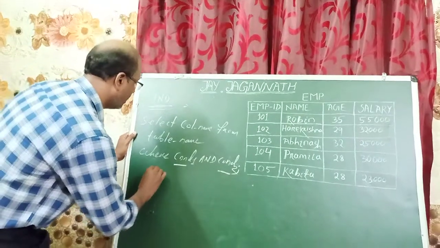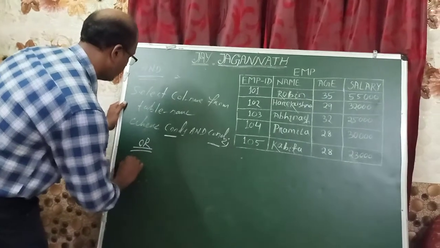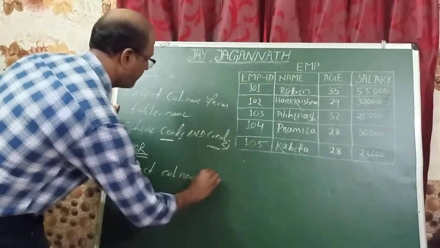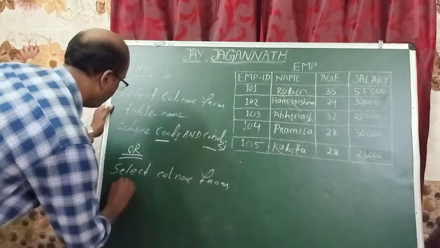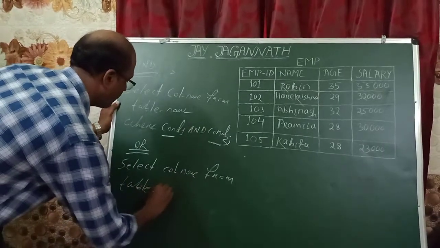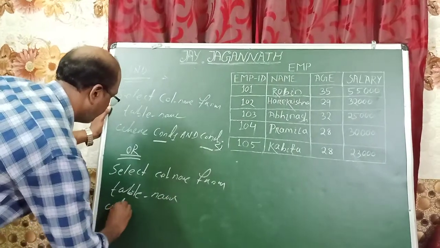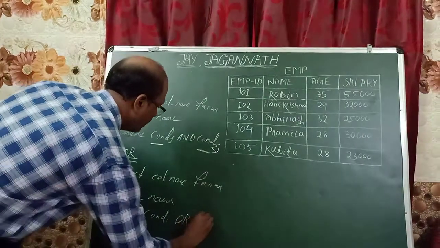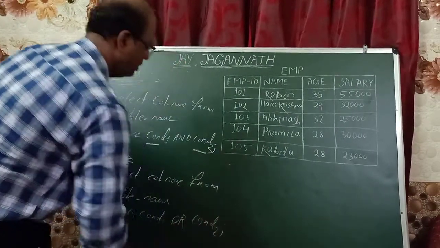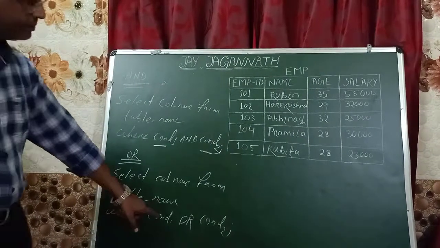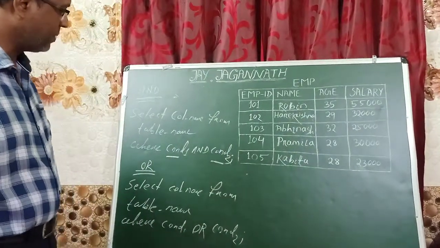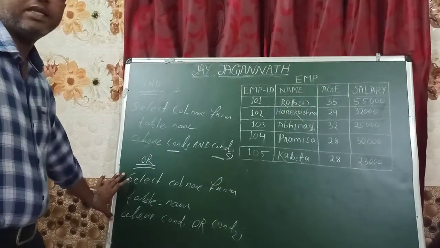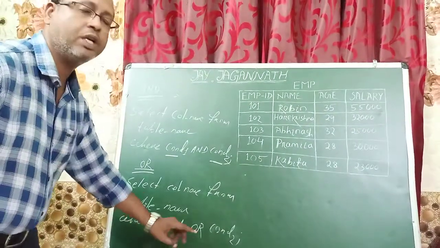But in case of OR, what happens? Select column name from table name where condition 1 or condition 2. In this case, when you use the OR logical operator in the where clause, this query will display some results if any one of the conditions comes true.